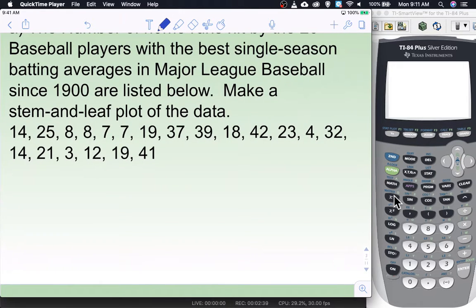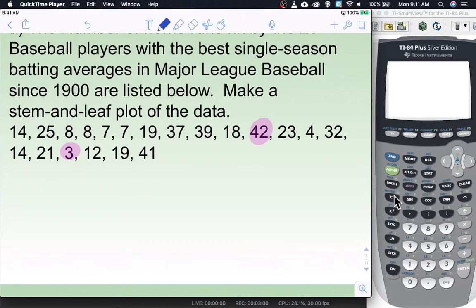So here's how this works. First thing you've got to do is find your biggest number and your smallest number. My smallest number appears to be 3, and my largest number appears to be 42.